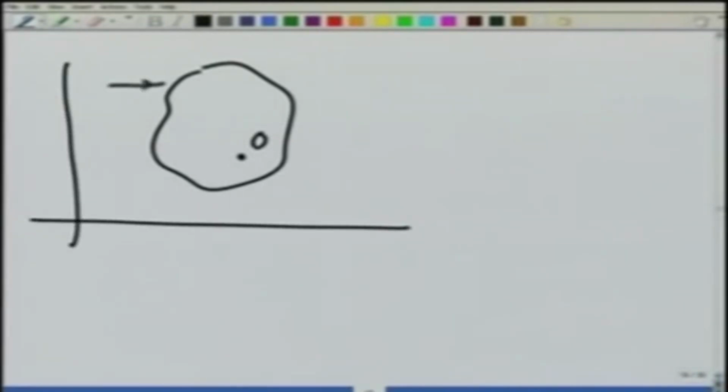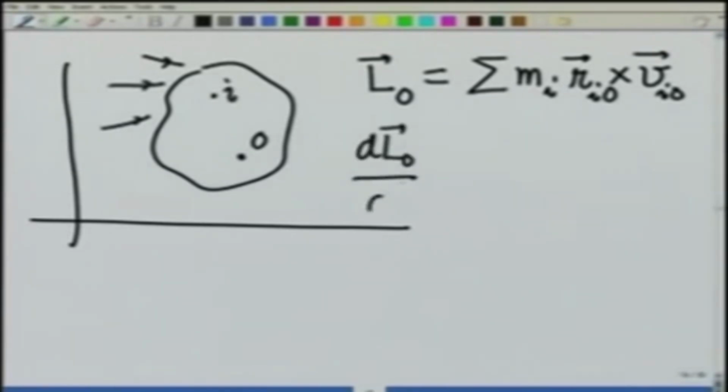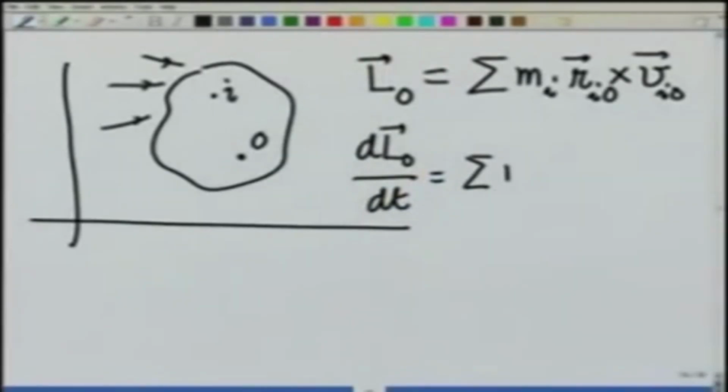So, let us take a general point O and a body that is being applied by several forces, and let us calculate the angular momentum L about O. This by definition is going to be summation m_i R_i with respect to O cross V_i with respect to O, where i is some general point, and therefore dL_O/dt, and so far we have been doing that when we take the first derivative dR/dt, that gives you 0 when crossed with velocity. So, it comes out to be summation m_i R_iO cross dV_iO/dt.